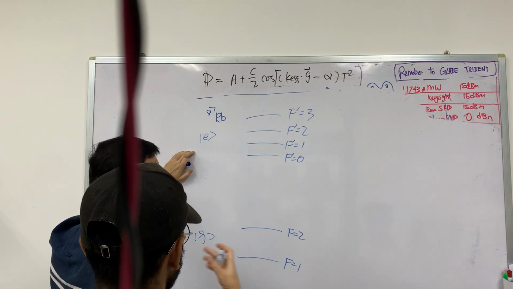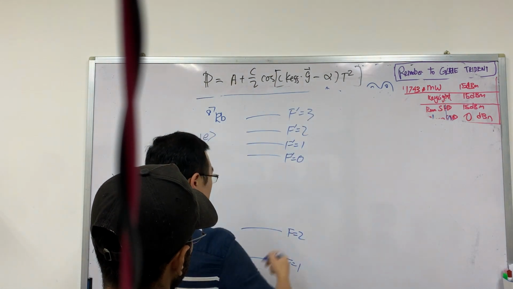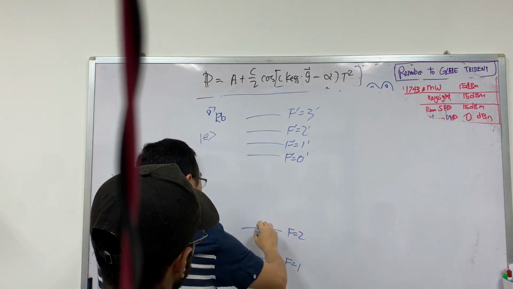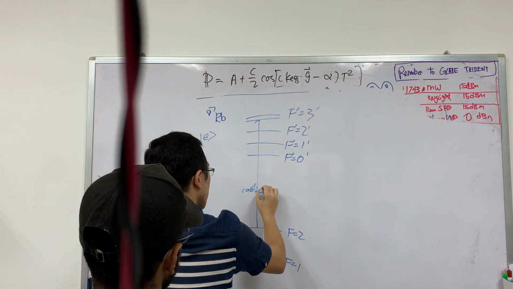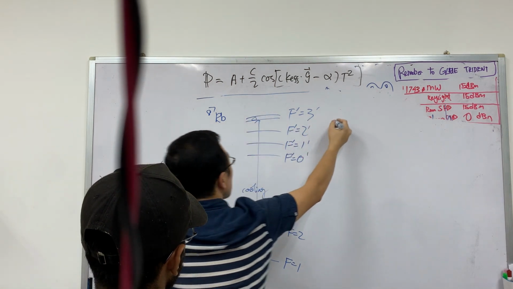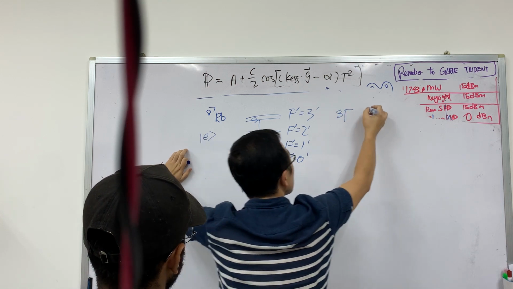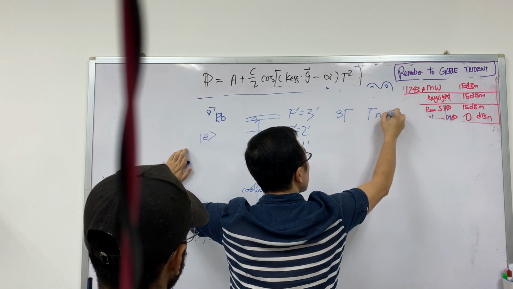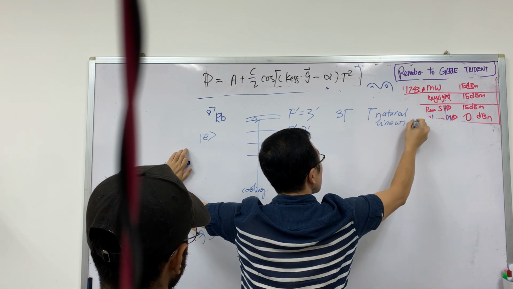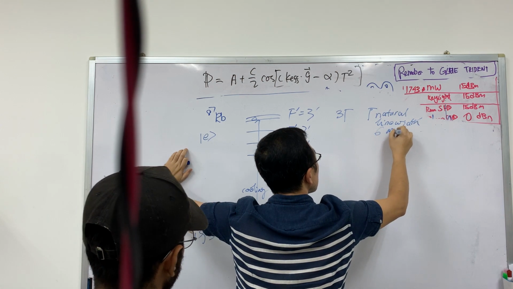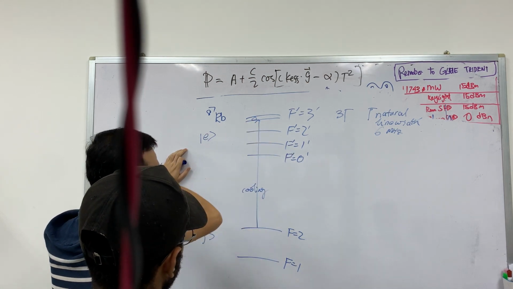For the cooling, we need to have the cycling transition, which is 2 to 3 prime. This is the cooling beam. You know there is a small detuning, which is about 3 gamma. Gamma is the natural line width, which is 6 megahertz. So 3 gamma is about 18 megahertz. We use 50 megahertz now.